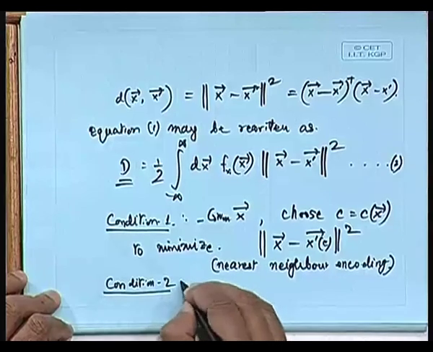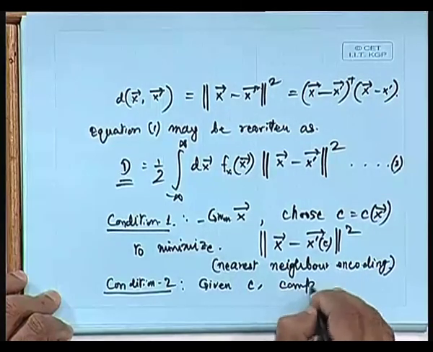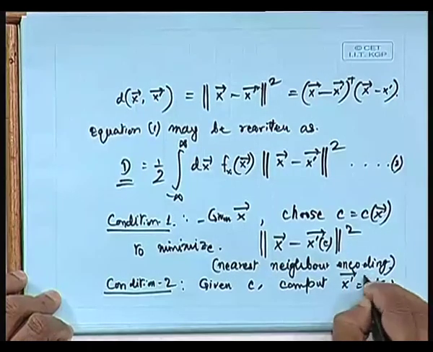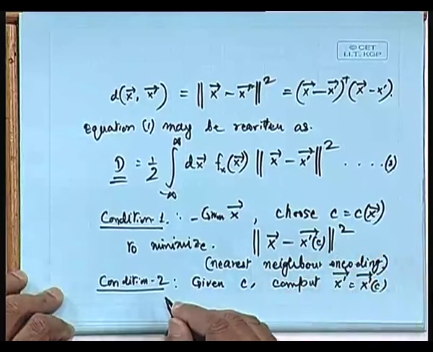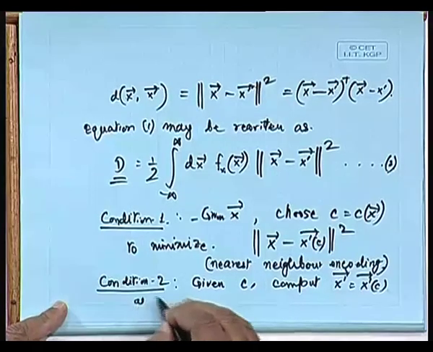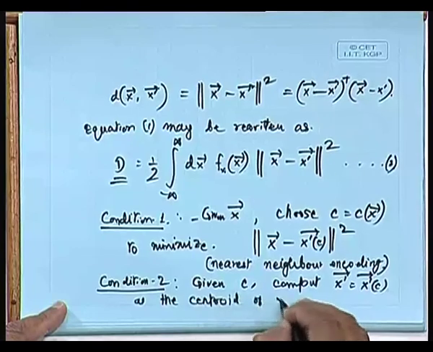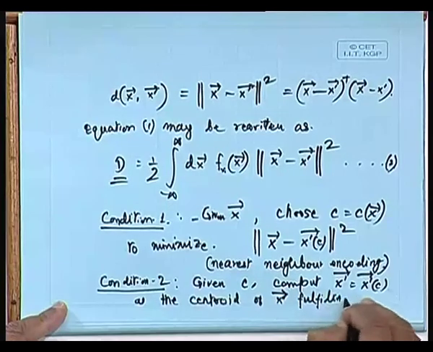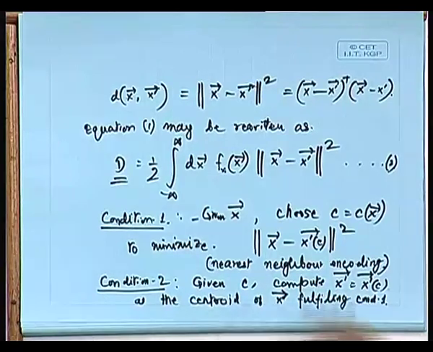Which means to say that given C, compute x prime equal to x prime of C, all in vector notation, as the centroid of the input vectors that satisfy condition 1, as the centroid of x vectors fulfilling condition 1.